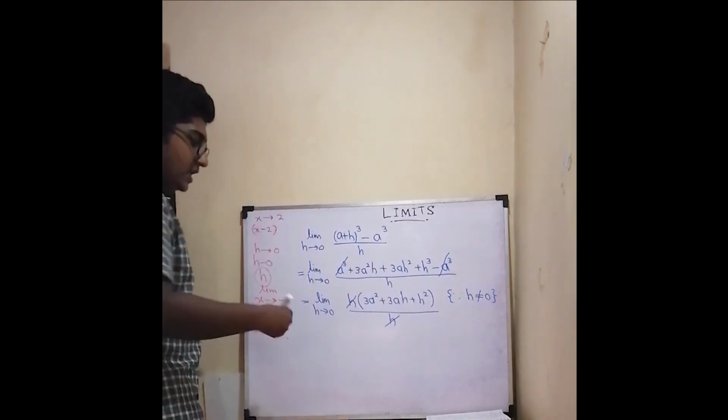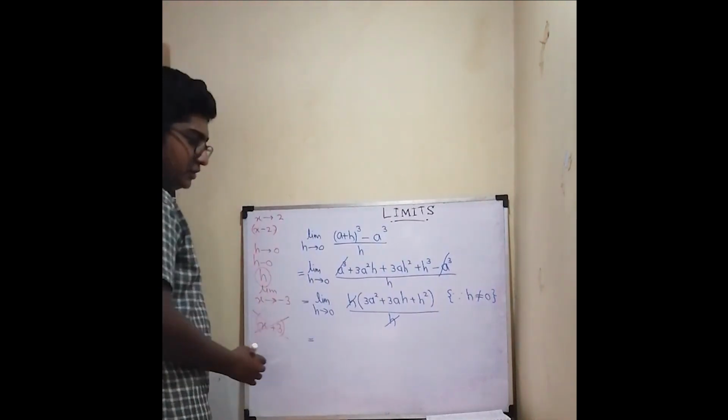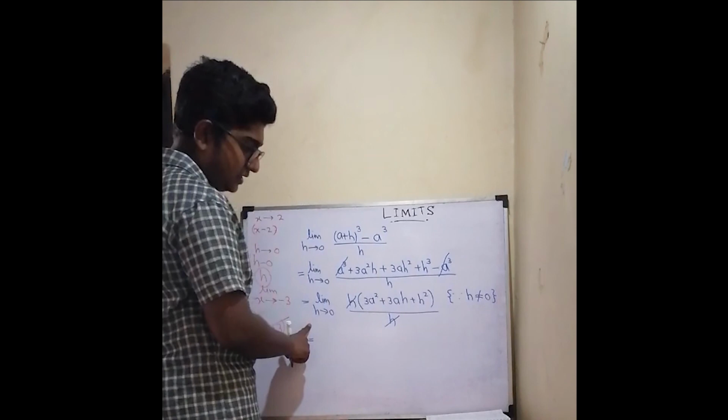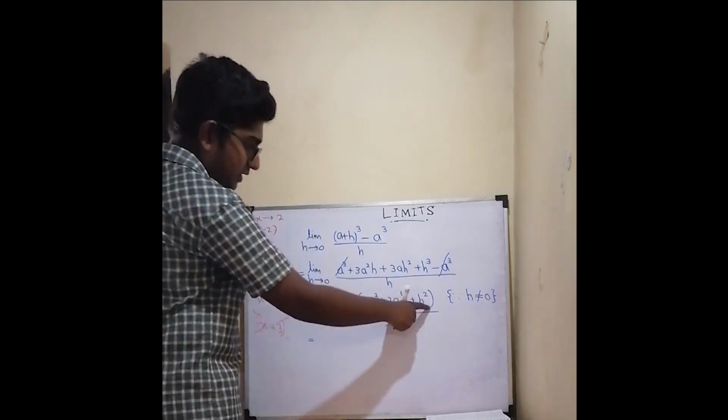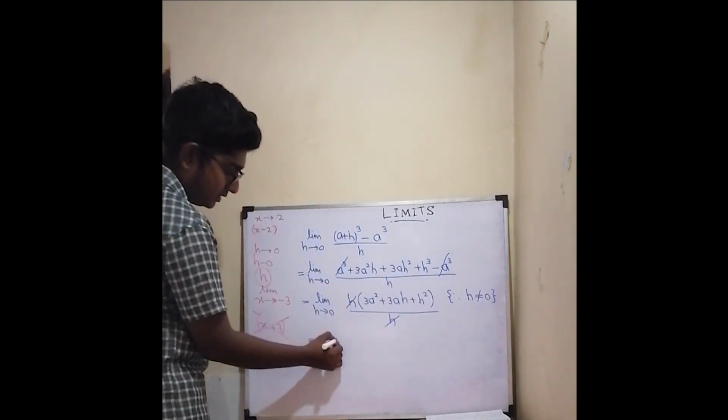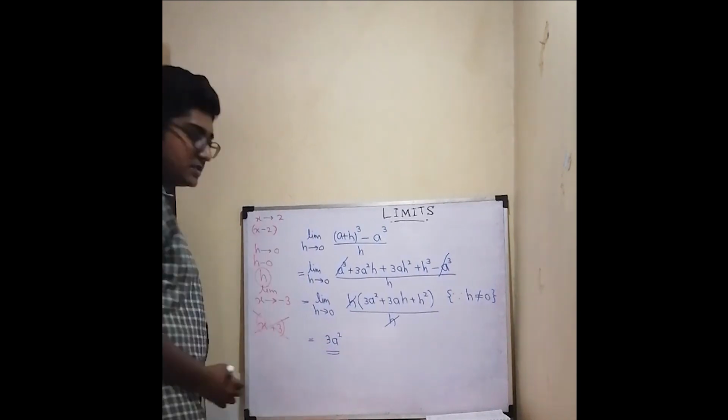Now we have done that. Now you can substitute 0 for h. This term becomes 0, this becomes 0. Answer is 3a squared.